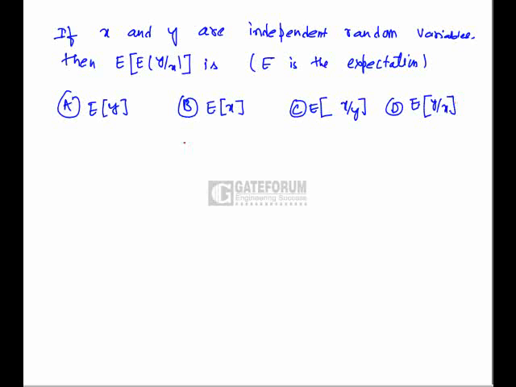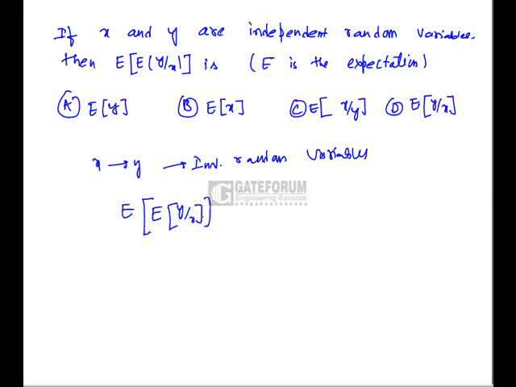Now in this problem it is given that x and y are independent random variables, and we have to find the expectation of y by x. Now we know that the expectation of y by x is nothing but a constant, that is y, so it will be the expectation of y. So the answer is option A.